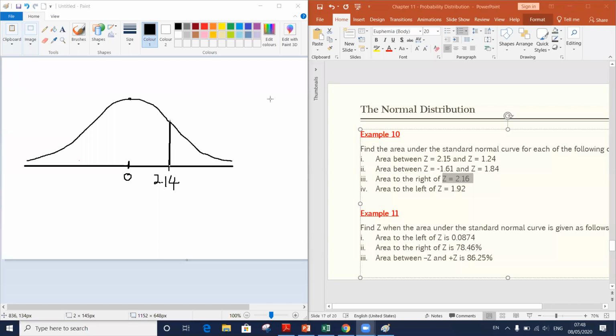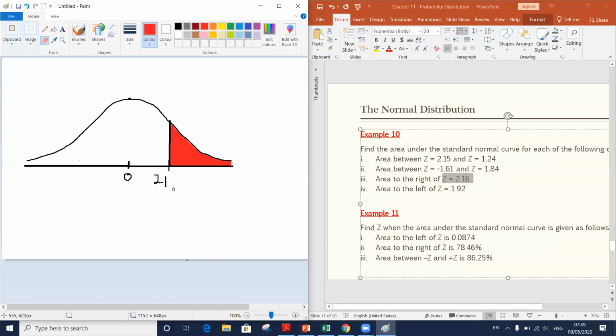Area to the right of 2.14 means it talks about this area. Right. For the moment, I will do it like this. Area to the right of 2.14 means this area. If this is the case, how can we find the value of 2.16? Right here, 2.16.